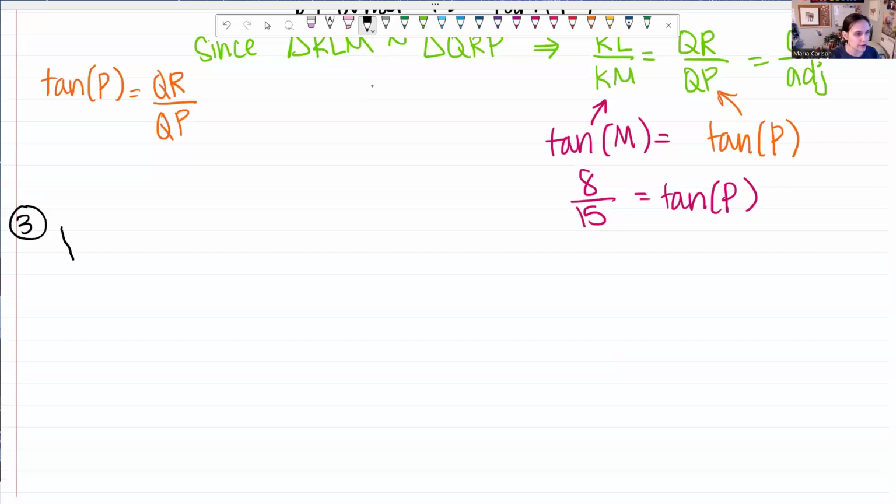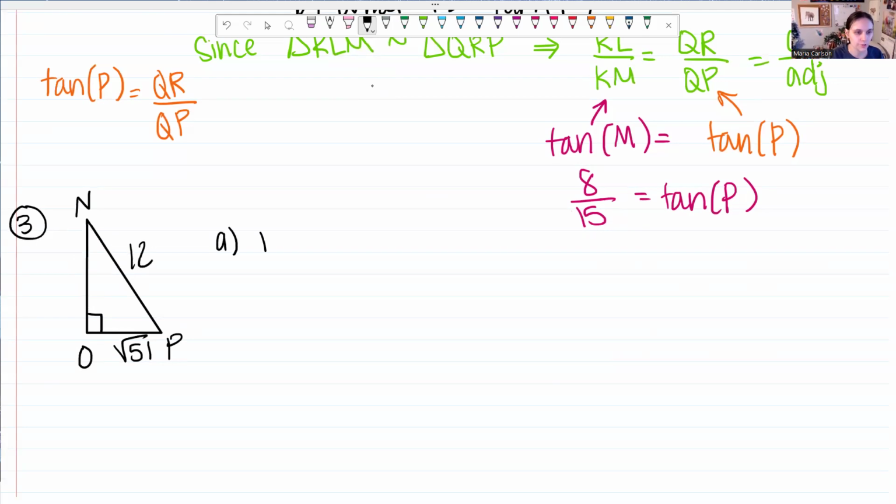We're going to draw the triangle for this one. It's going to be a right triangle that kind of looks like that. And this is triangle OPN, or NOP. And we know OP is √51 and NP is 12. So the first problem we're going to solve for this, we're going to find cosine of P.